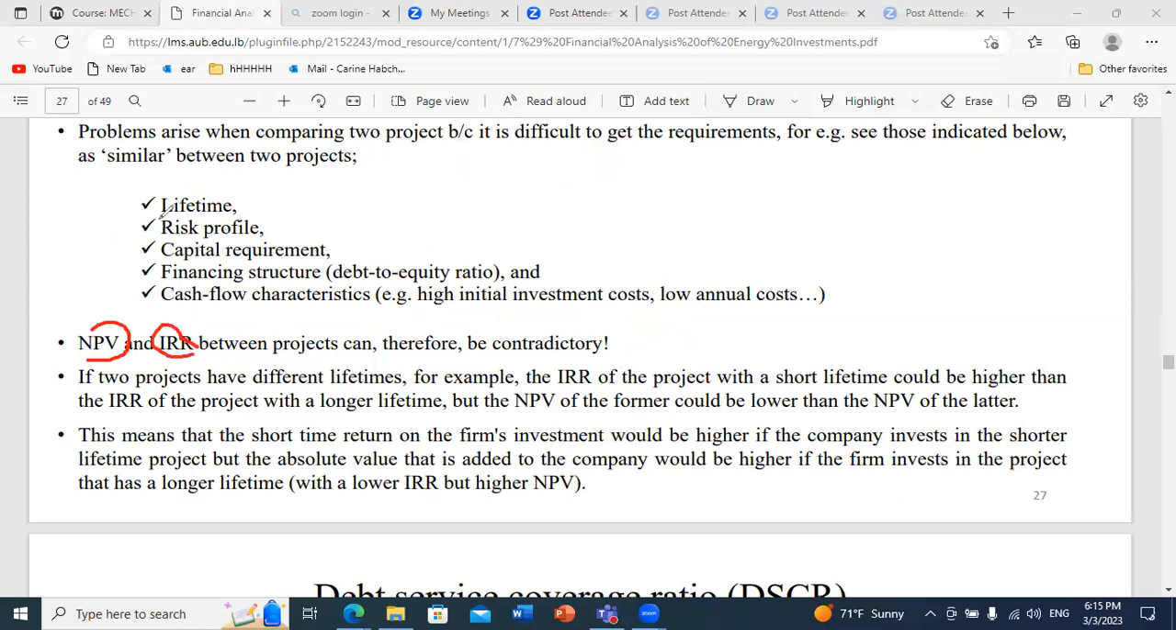Because if you don't have the same lifetime, even if the internal rate of return of project A is larger than the internal rate of return of project B, this does not mean that the absolute gain is larger. When we talk about absolute value of gain, it means, let's say, in absolute dollars, not relative. Relative, in general, is a better indication. Absolute, you can just get the income in dollars.